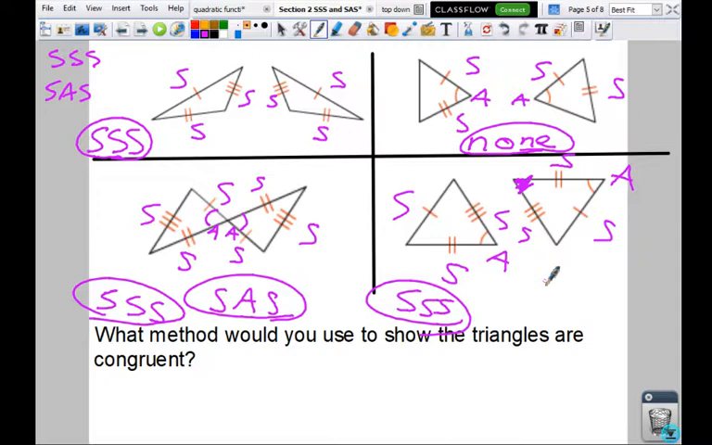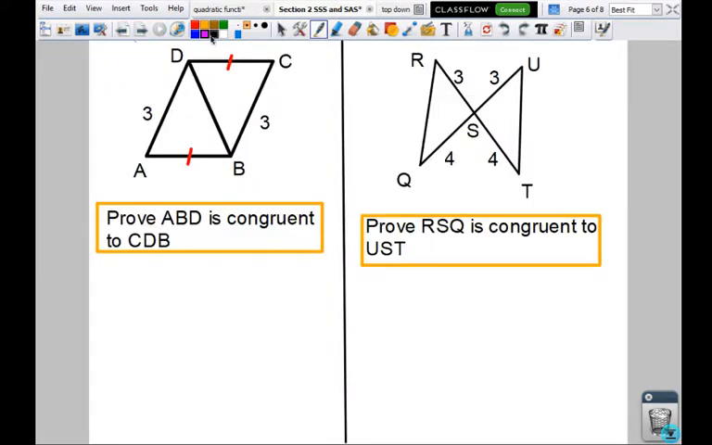Alright, now it's your guys' turn. Let's just do the first one for right now. Let's do this left one. I want you to prove these two triangles are congruent. So on your own, go through, look at your triangle, see what matches up, decide what method you're going to use, and then start writing out your two-column proof. So go through and look at what matches up first.